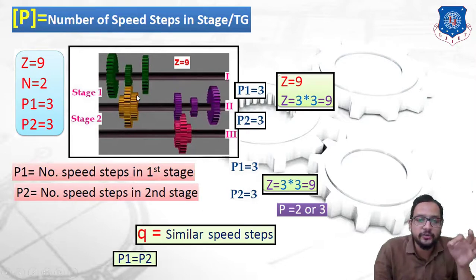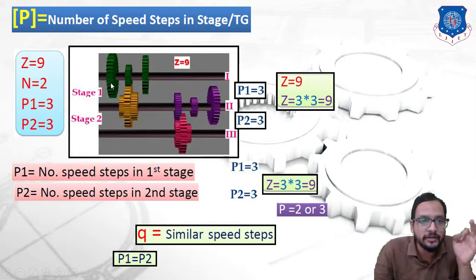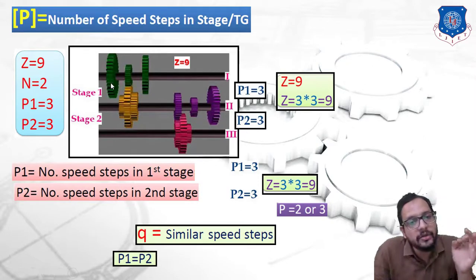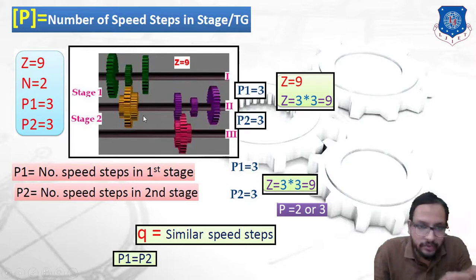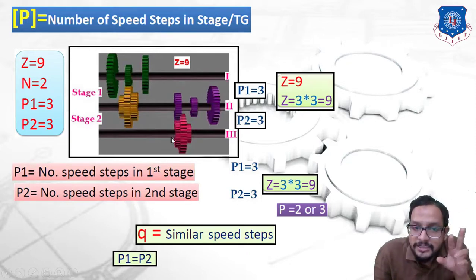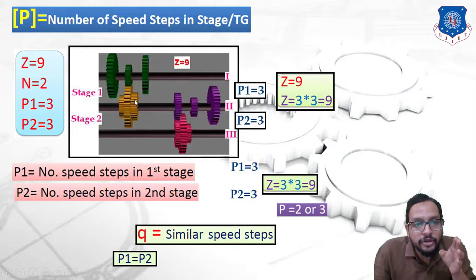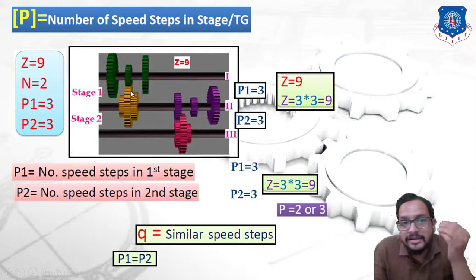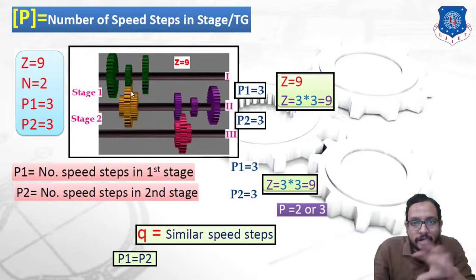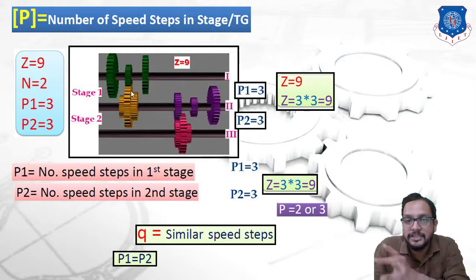Now see stage 1, which I have shown: the input shaft and an intermediate shaft. On the input shaft there are green gears mounted. Similarly, on the intermediate shaft there are 3 yellow gears mounted. When I connect this first pair, I am going to get 3 different speeds from stage 2. Now when I shift this yellow gear to mesh with a second pair, another 3 speeds will be obtained. So in total how many speeds have we obtained? 6 different speeds have been obtained.